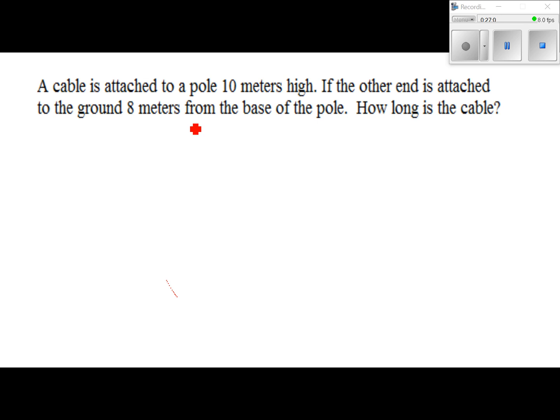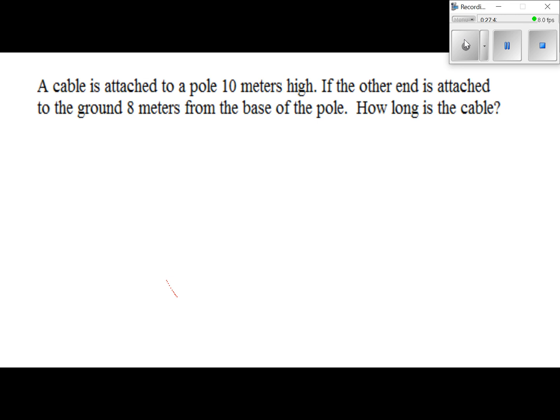Next one, a cable is attached to a pole 10 meters high. If the other end is attached to the ground, 8 meters from the base of the pole, how long is the cable? You have to draw pictures on these so that you understand. Also, if at any point you understand what you're doing, then don't sit here and watch me do these videos. Go ahead and do the work and check your answers afterwards, make sure that they're correct. And then if you need to, go back and watch some of the end as I'm doing these examples so that you can figure out how to do them. But again, on this one, you have to draw a picture. On a lot of them on the homework, you have to draw a picture.